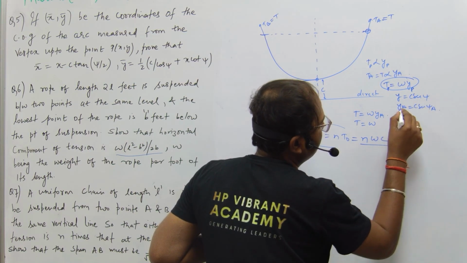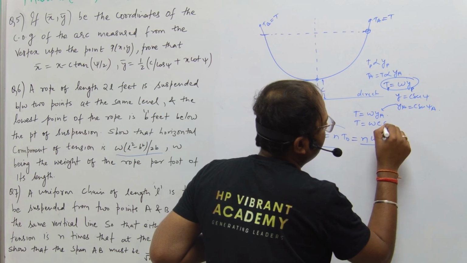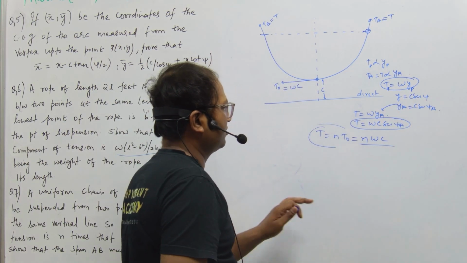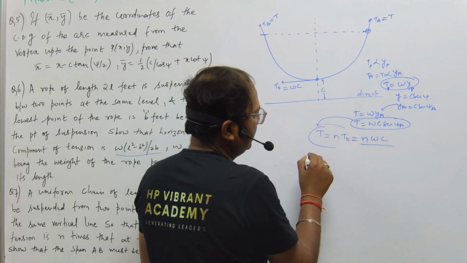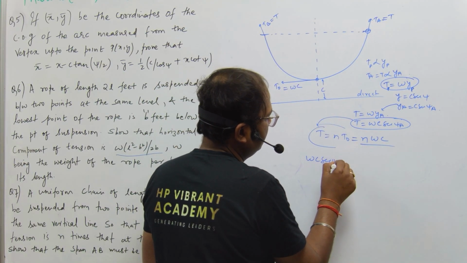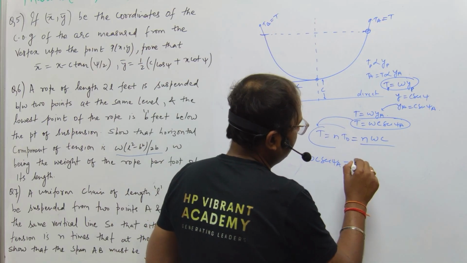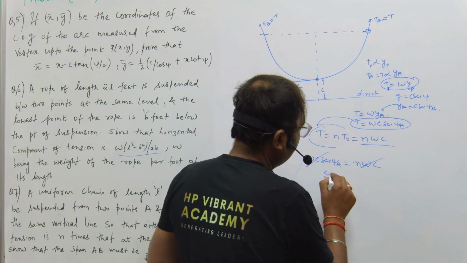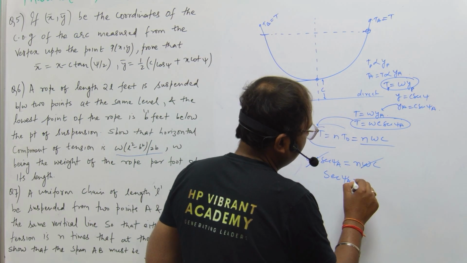Let us place this value of YA, so this is c times sec psi A. This is the value of terminal tension. So let us place the value here. We have W c sec psi A is equal to n times W c. So this gets cancelled, and from here we have sec psi A is equal to n.